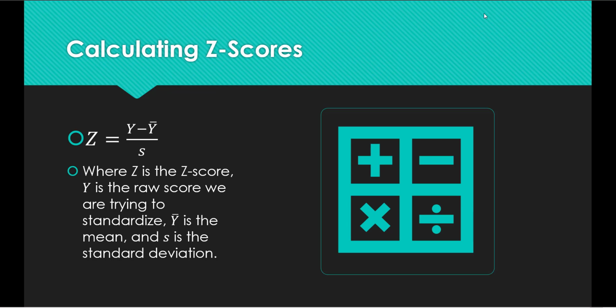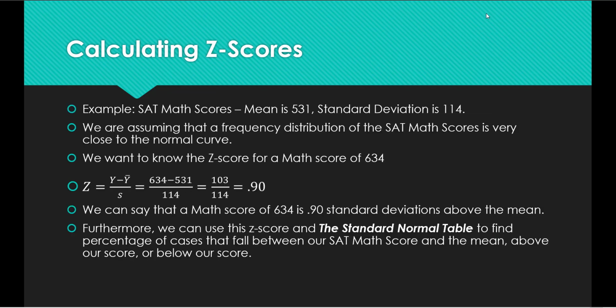The z-score is going to be equal to y minus y bar over s, where z is the z-score we're trying to calculate, y is the raw score we're trying to standardize. So y is that individual raw score that you or your friend have in our example previously, and y bar is the mean or average for that distribution. Finally, s is the standard deviation. So we're going to take that raw score, subtract the average, and divide that by the standard deviation. So let's practice this on an example.